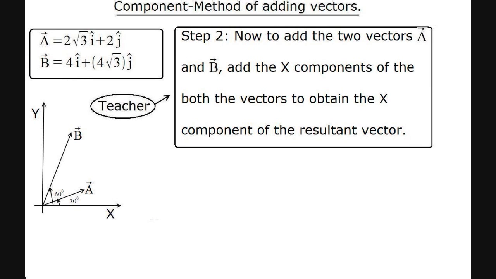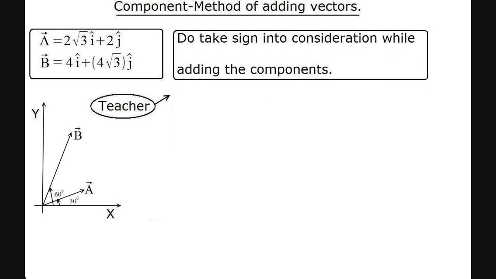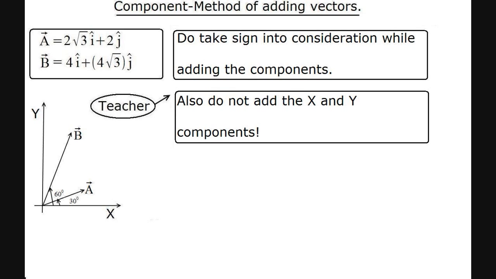Step 2. Now to add the two vectors a bar and b bar, add the x components of both the vectors to obtain the x component of the resultant vector. Similarly, add the y and z components of the vectors to obtain the y and z components of the resultant vector. Do take sign into consideration while adding the components. Also do not add the x and y components.